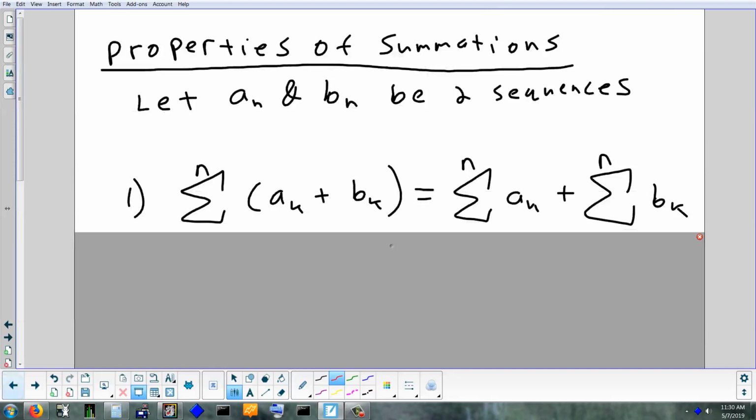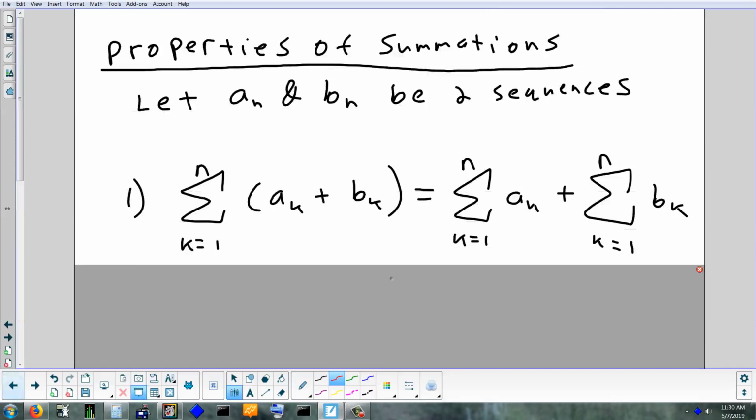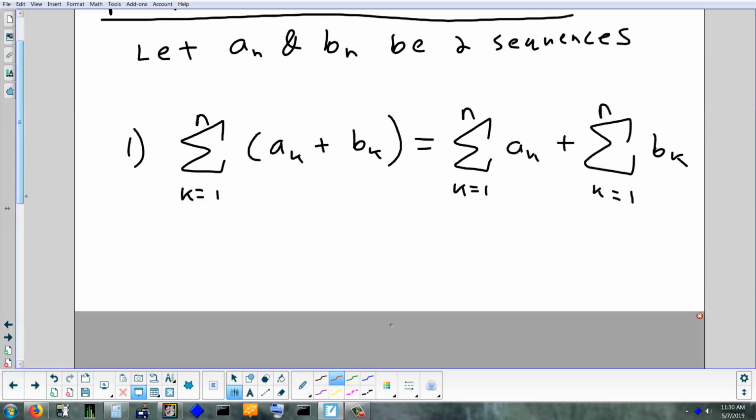So the first rule is basically saying that if you want to add 2 different sequences together, you can do it 2 different ways. You can add the sequences together first, and then add that result. Or you can add up everything in the first sequence together, write that number down. You can add up everything in the second sequence, write that number down, and then add those 2 numbers up. I'll show you with some simple numbers, but it's going to come out exactly the same each way.